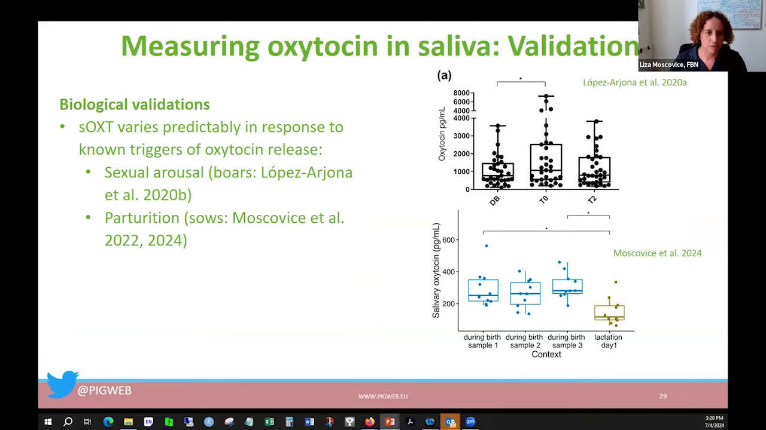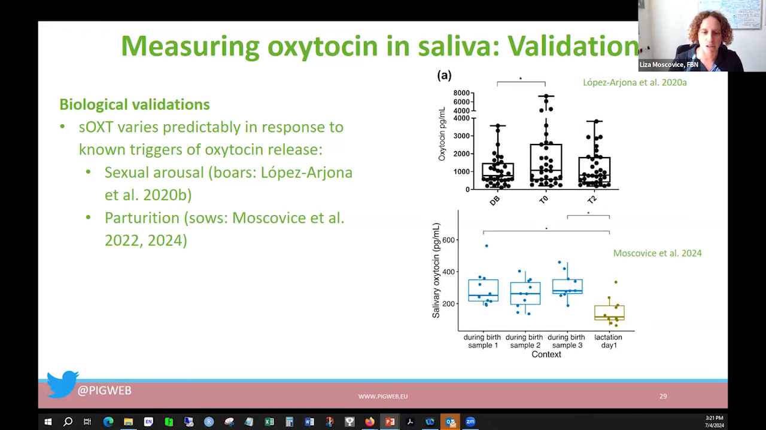In terms of biological validations, we know that salivary oxytocin increases in response to known triggers of oxytocin release. Here you see an example from Lopez Arjona and colleagues, showing that when male boars are ejaculating at this time 0, salivary oxytocin is significantly higher than before ejaculation, which we'd expect because we know that oxytocin is involved in sexual arousal in males and females.